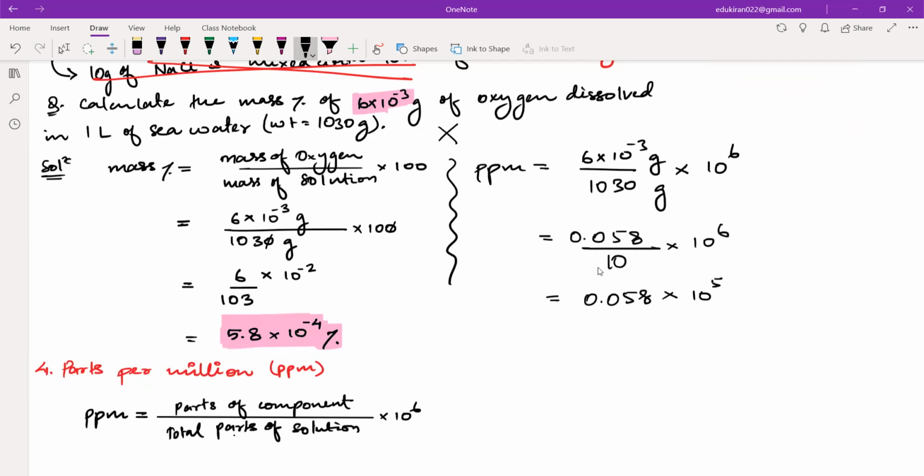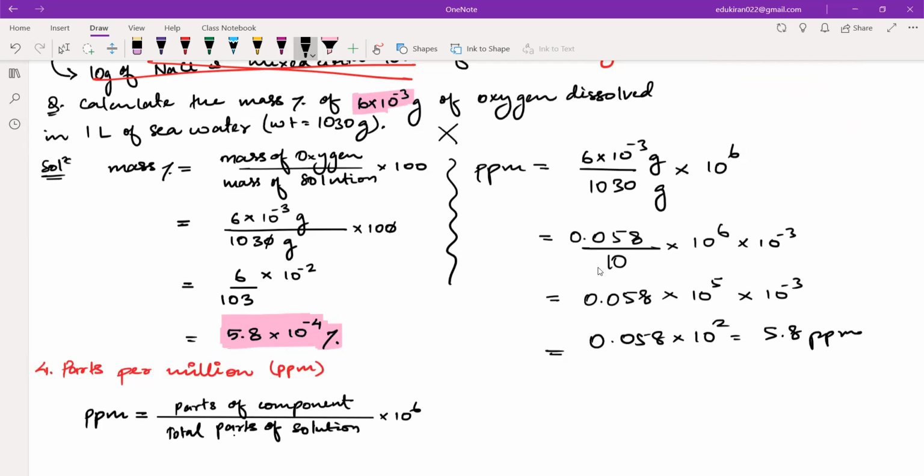This is right, yes? Okay. And you also have 10 to the power minus 3 on top. Okay, that we will not say. So you will have 0.058 into 10 to the power 5 minus 3, that is 10 to the power 2. So it will be equal to 5.8. Now this is percent, this will be ppm.